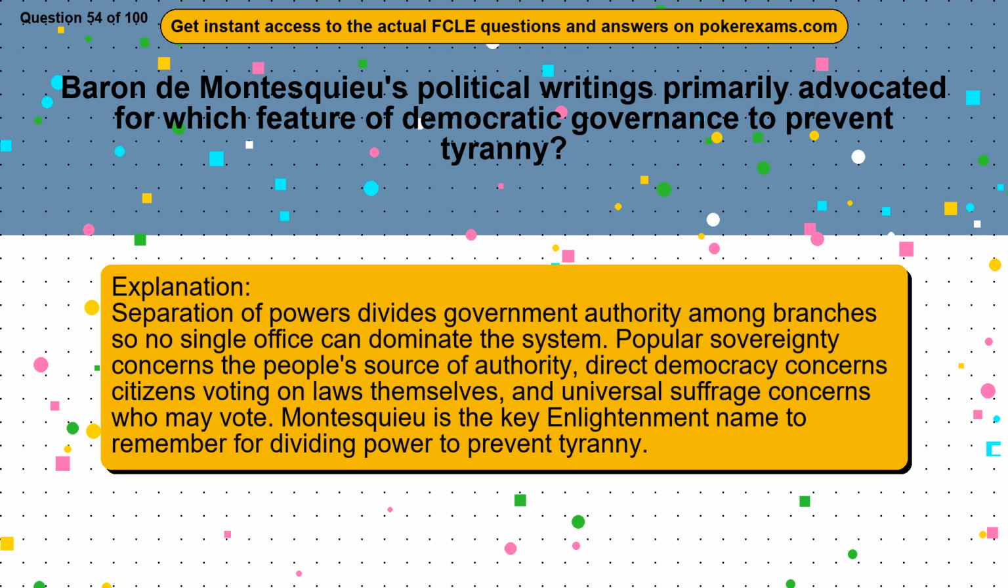Separation of powers divides government authority among branches so no single office can dominate the system. Popular sovereignty concerns the people's source of authority. Direct democracy concerns citizens voting on laws themselves, and universal suffrage concerns who may vote. Montesquieu is the key Enlightenment name to remember for dividing power to prevent tyranny.